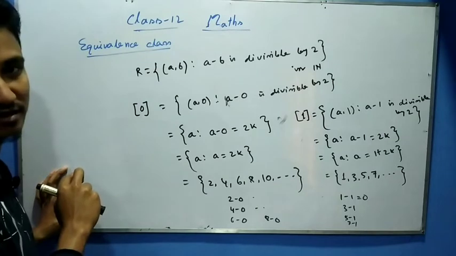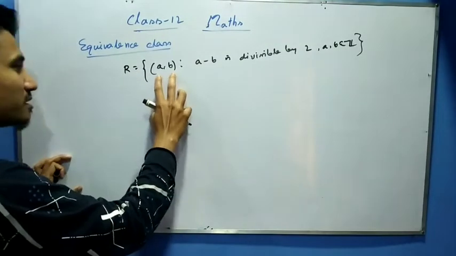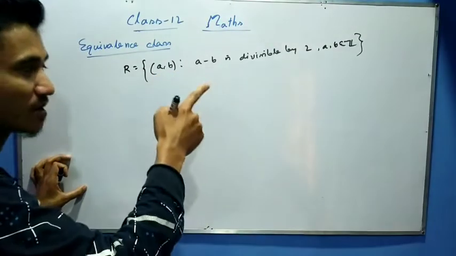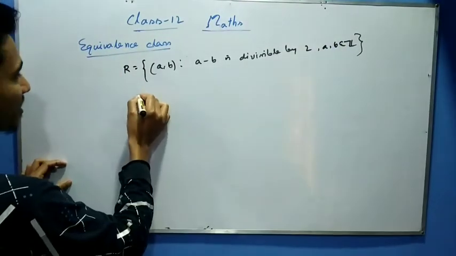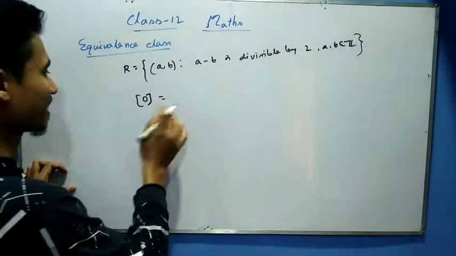So let us see another example. R equals the set of ordered pairs (a, b) such that a minus b is divisible by 2, where a, b belong to Z. Now the set has changed. Let us try to find the equivalence class of 0. The equivalence class of 0 is denoted by this bracket, 0.